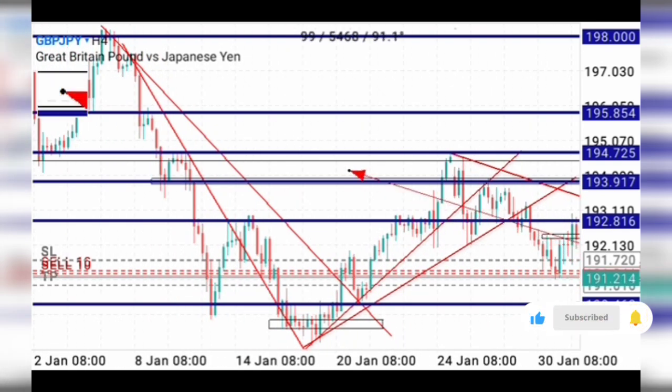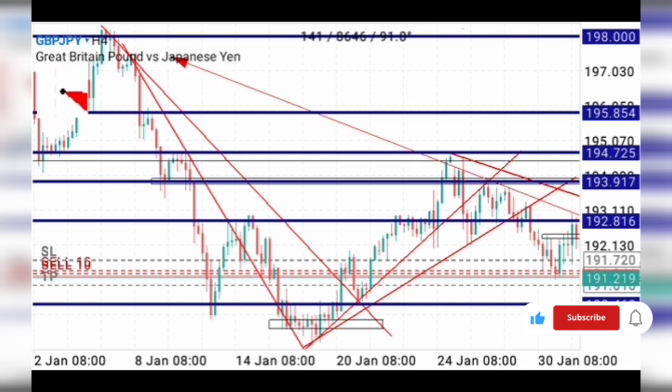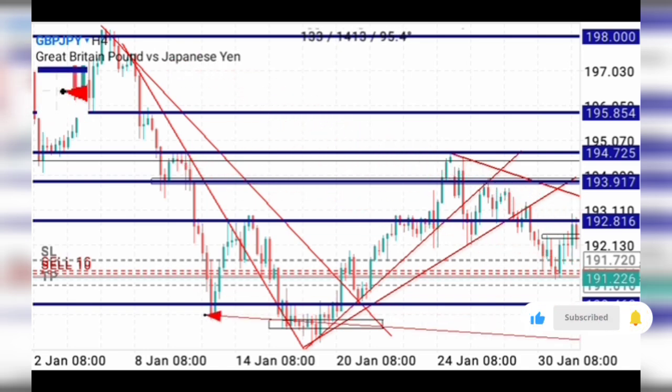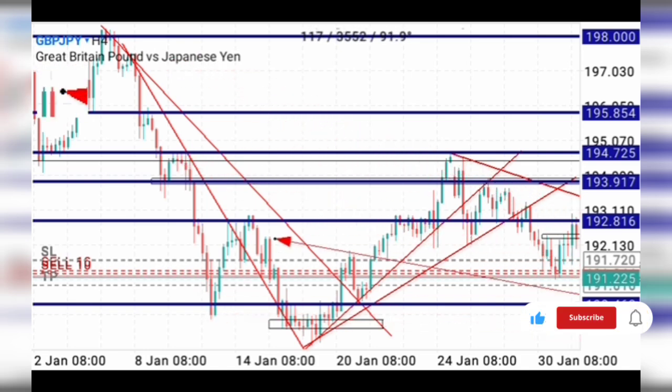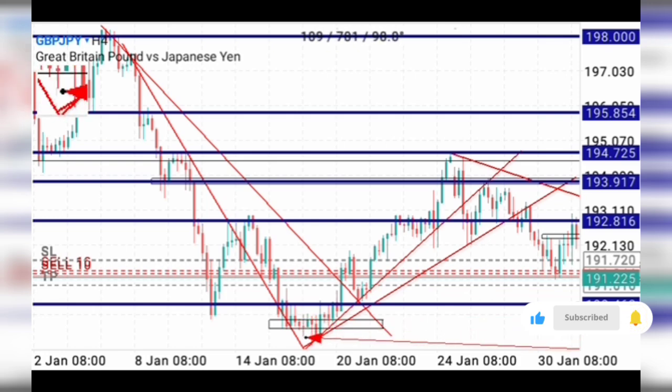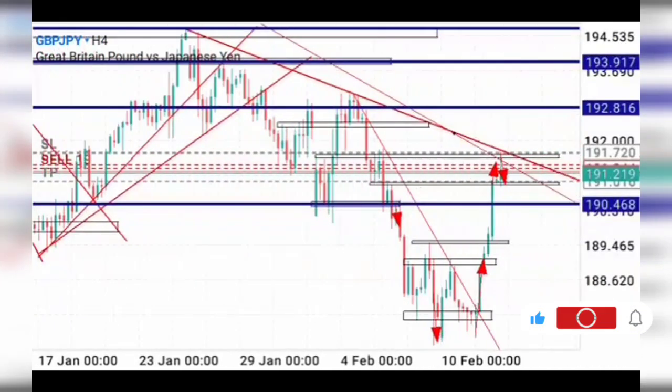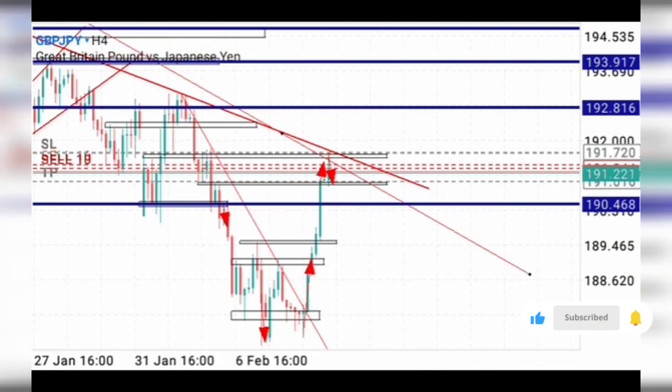Now look closely here. Price made the first touch here, second touch here. Now this is the third touch. You can see how price sold to the downside on this trend line before retracing to this trend line again, then started buying to the upside. So this is just how powerful this thing is.